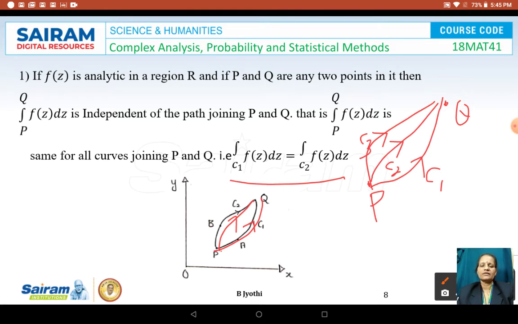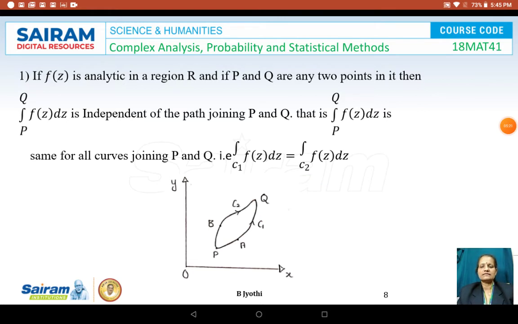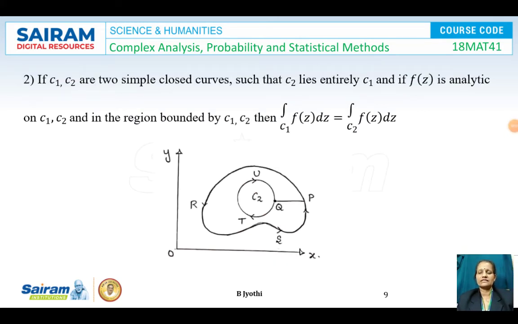So look at this one. The integral of f of z dz along C1 is equal to the integral of f of z dz along C2. Here you can see the difference: along C1 is the same as along C2 also. That is what the first consequence says. No proof of that is required.